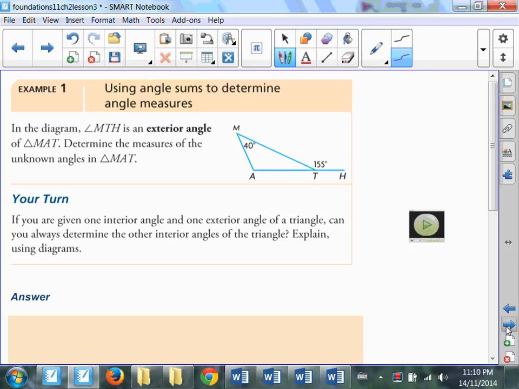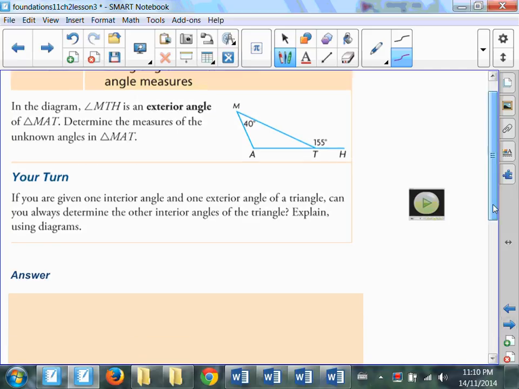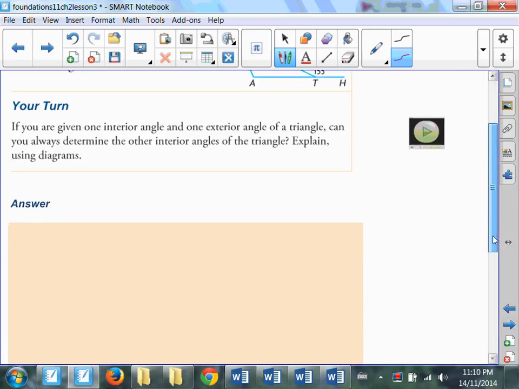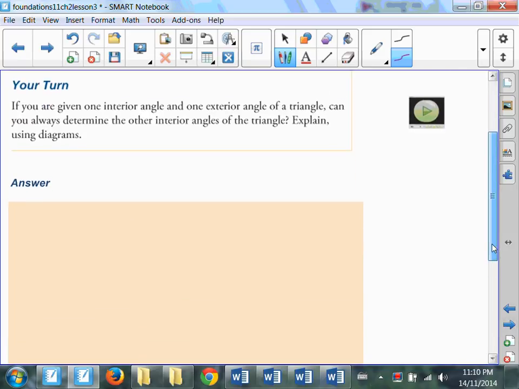So, the exact same picture. If you're given one interior angle and one exterior angle, can you always determine the other interior angles of the triangle? Explain using diagrams. So, give you about 3 minutes to think about this, so please pause the video and then resume it.